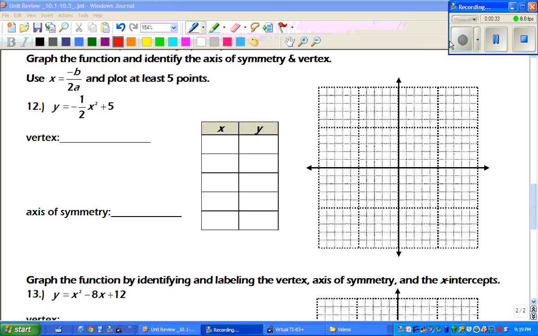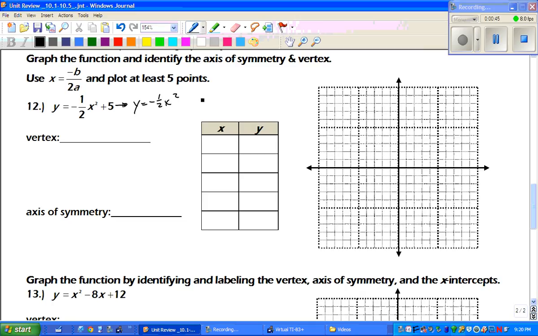Now, the first thing I notice about number 12 is that there's no b term, okay? And if there's no b term, remember it's y equals negative 1/2 x squared plus 0x plus 5. So that kind of helps identify all of those terms for us. So now we can clearly see that a equals negative 1/2, b equals 0, and c equals 5.